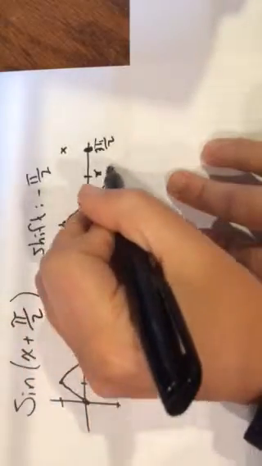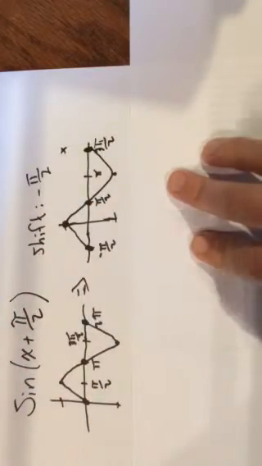So now I can just draw in my graph. And that should be my sine of x plus pi over 2.